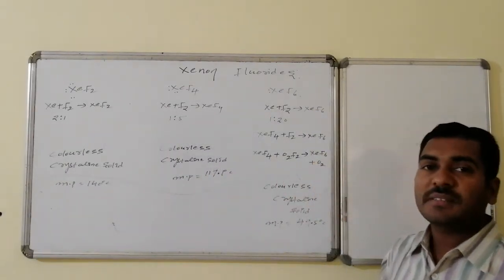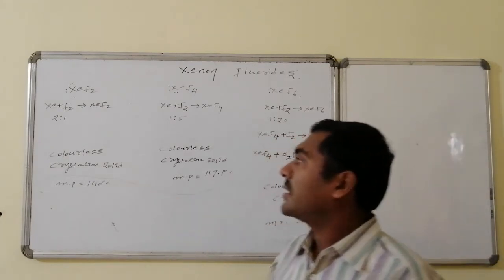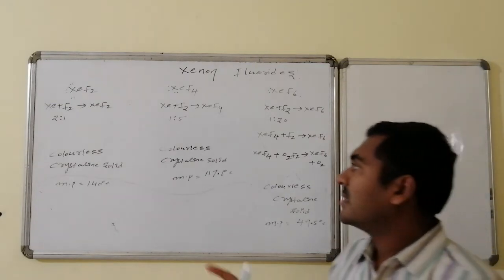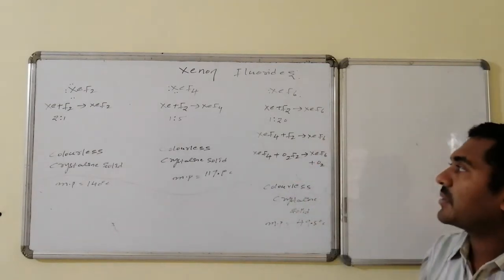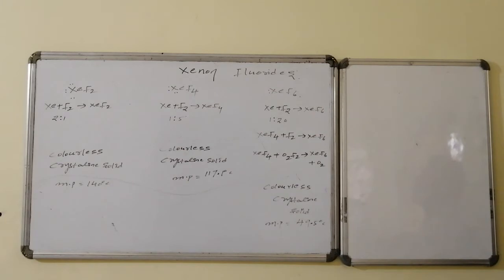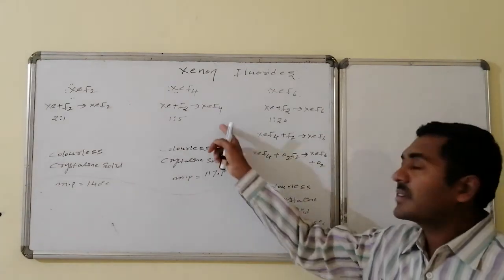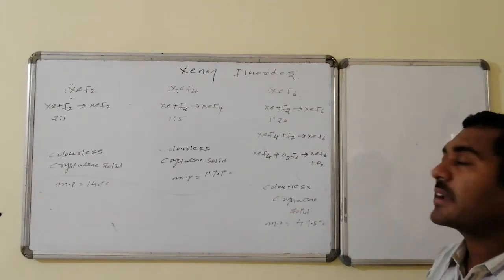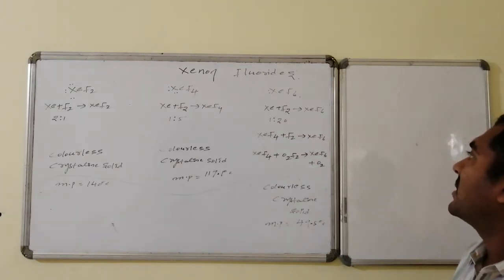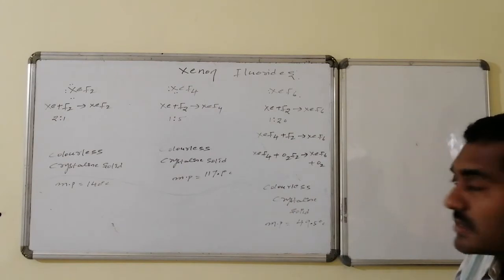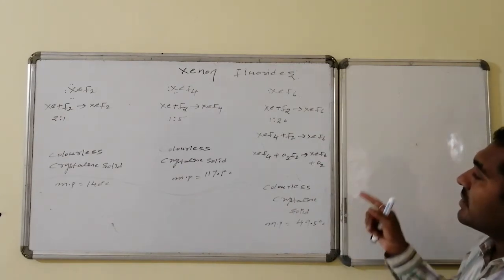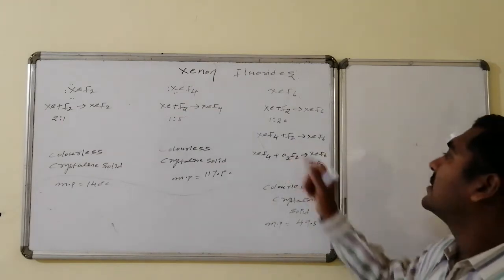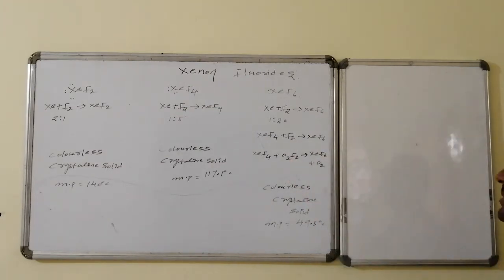Whereas preparation methods: xenon followed by fluorine in 2:1 ratio chemical combination under high pressure conditions leads to the formation of xenon difluoride. Similarly, 1:5 ratio chemical combination leads to xenon tetrafluoride. Similarly, 1 and 20 ratios of xenon and fluorine chemical combination leads to xenon hexafluoride. Similarly, from xenon tetrafluoride also hexafluoride can be prepared. That is, tetrafluoride plus fluorine leads to the formation of hexafluoride.